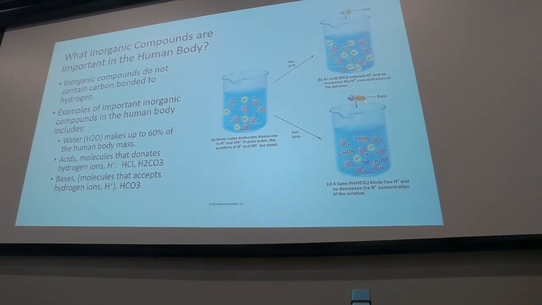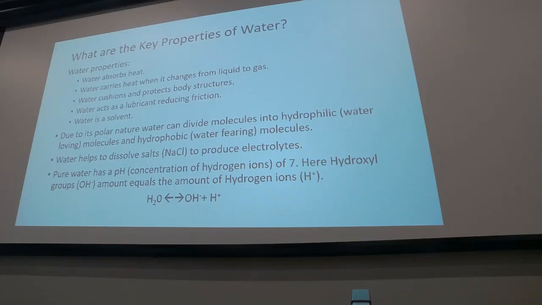Now, if you add a base like sodium bicarbonate, that's a base. In this case, this base is going to absorb hydrogen, and this solution is going to become basic. So it's going to have less hydrogen. Any solution that is acidic has more hydrogen than hydroxyl groups. And any solution that is basic has less hydrogen. So those are acids and bases.